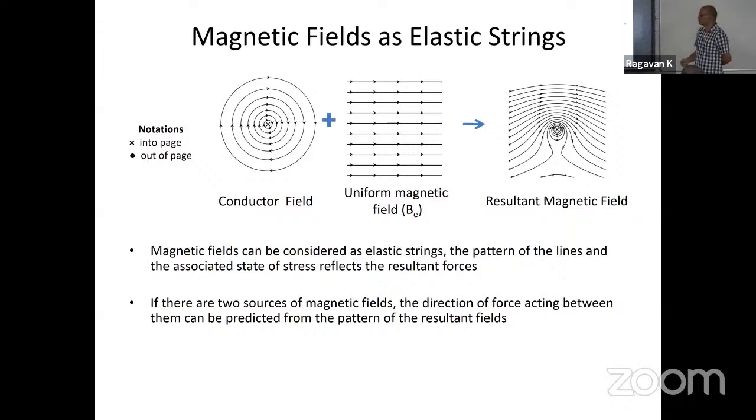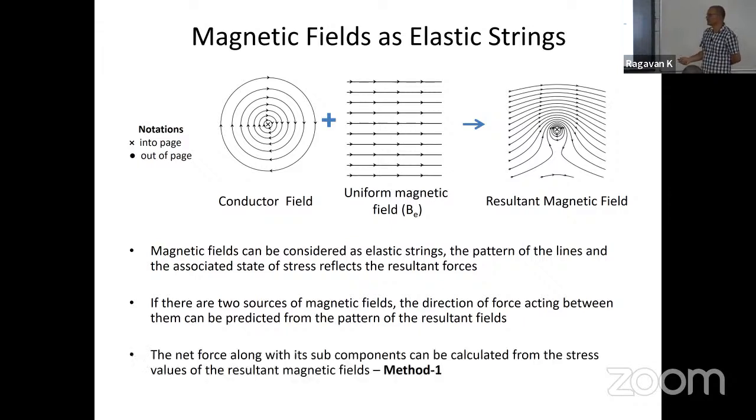So if there are two sources of magnetic fields, to put it as a more formalized statement, the direction of force acting between them can be predicted from the pattern of the resultant fields. Even the subcomponents, like fx, fy, fz of this force, you can extract. So if we are using the stress-based approach, where you say that there is some kind of stress in the magnetic fields, I'm calling this method 1. We'll see what method 1 is and what its name is as we go further into the presentation.